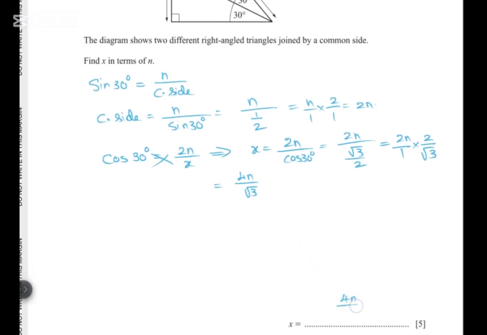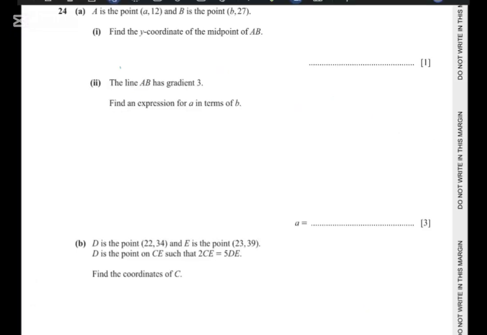So 4n by root 3 is the answer. Question number 24. A is point (1, 2) and B is point (b, 27). Question 1. Find the coordinates of the midpoint of AB.